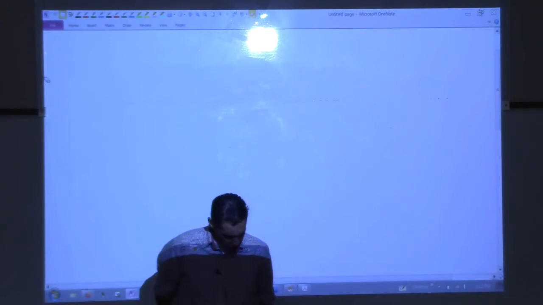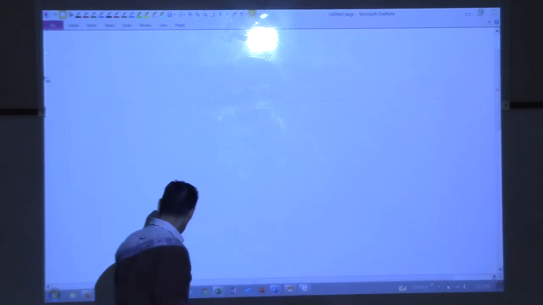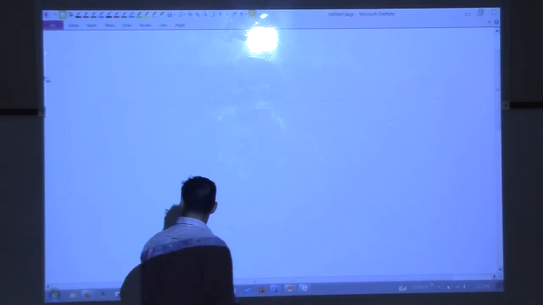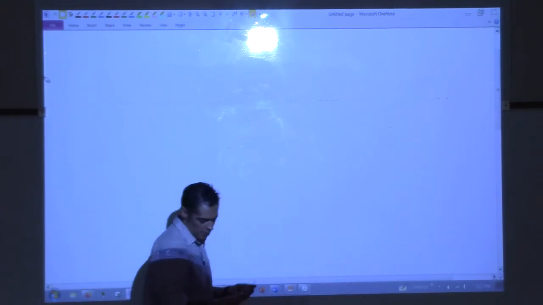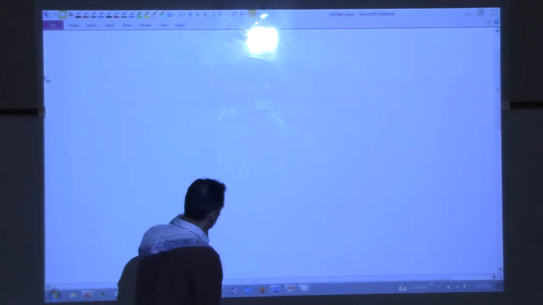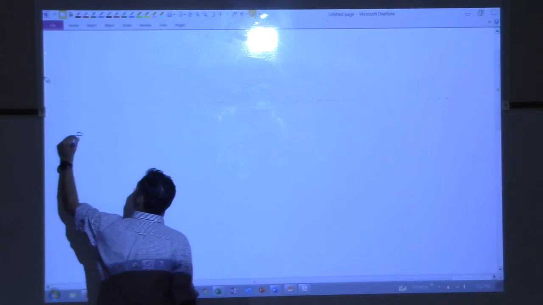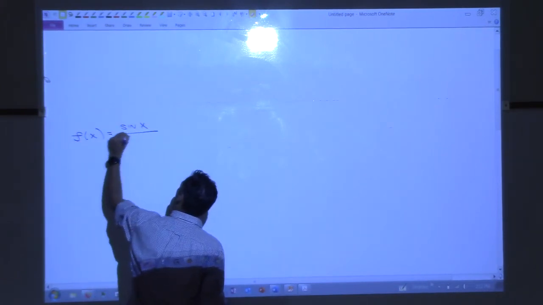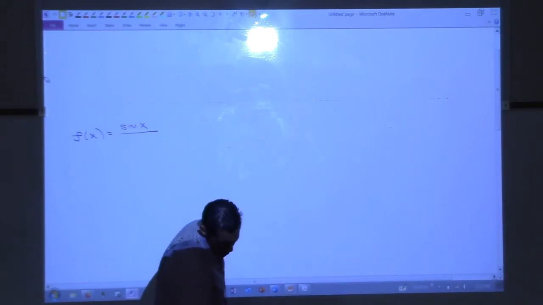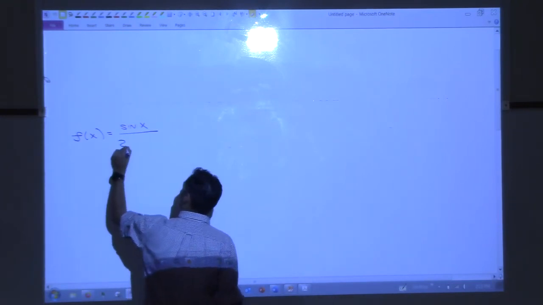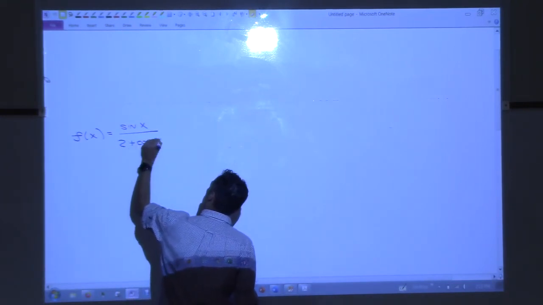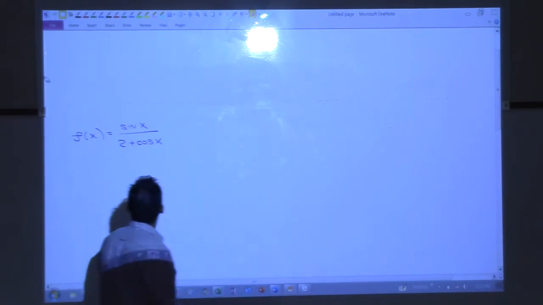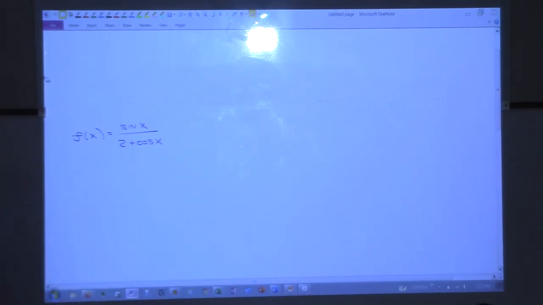Let's do a trig one. I know we could do that one with the square root, but let's go for a trig one because we haven't done one. f of x equals sine x over 2 plus cosine x. All right. First, domain.